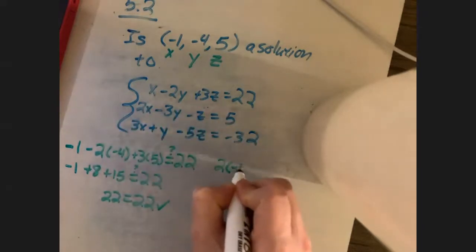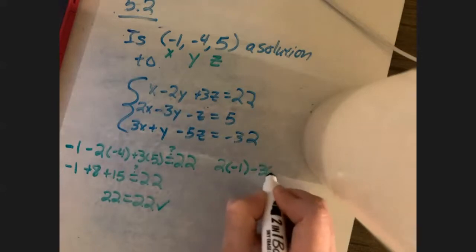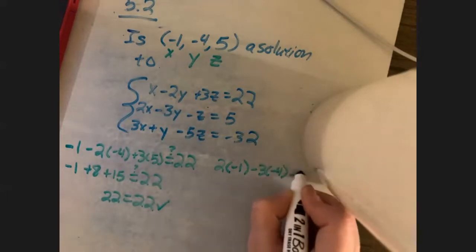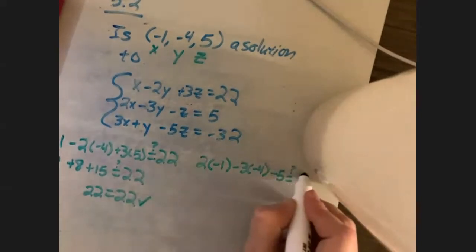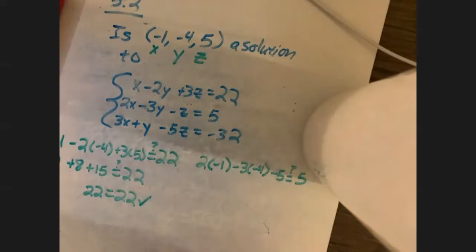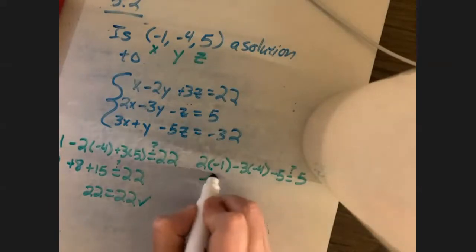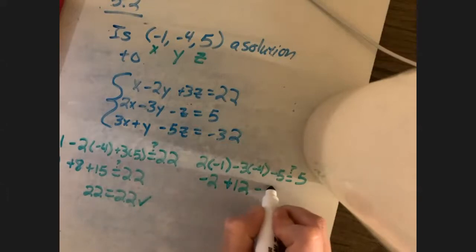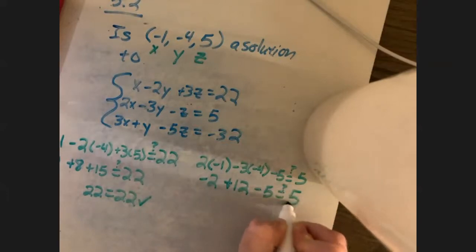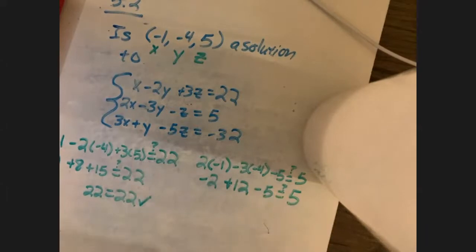So I've got 2 times -1 minus 3 times -4 minus 5, and I'm checking, does that equal 5? So -2 plus 12 minus 5, does that equal 5? -2 plus 12 is going to be 10. 10 minus 5 is 5. So it happened to work in that one.